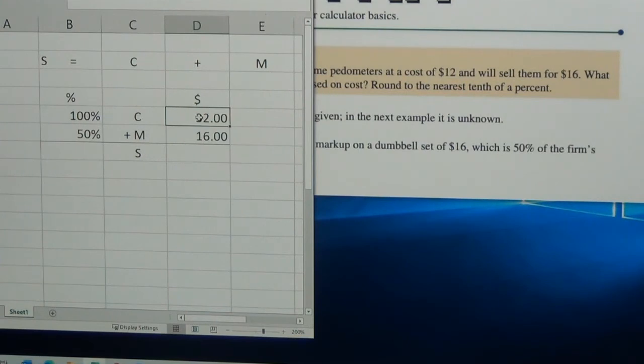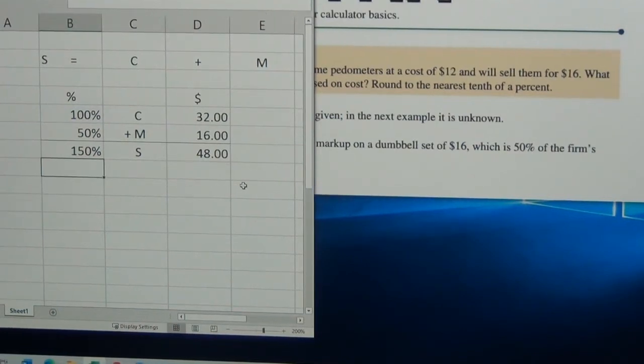So our cost is $32. If we add the markup to that in terms of dollar amounts, 32 plus 16 gives us a total of 48. And 100% plus 50% is 150%.